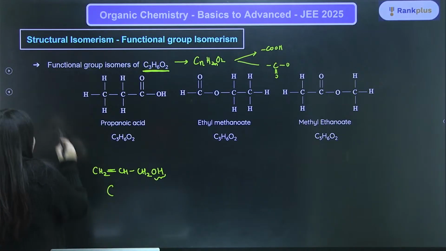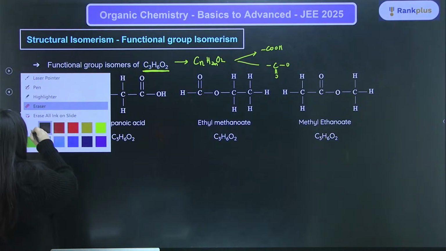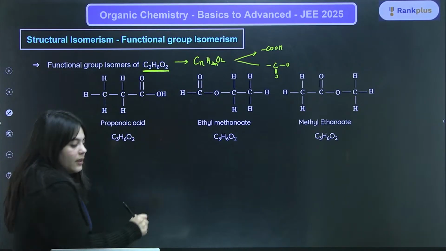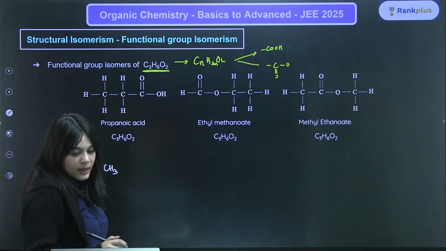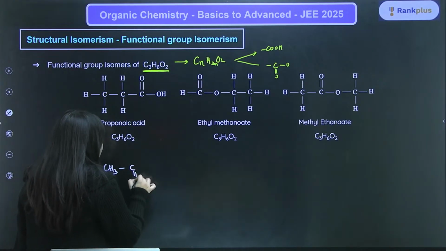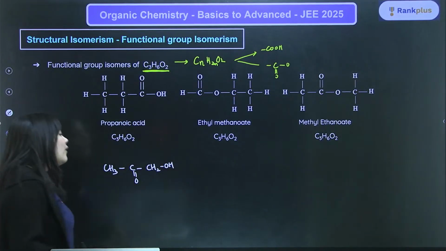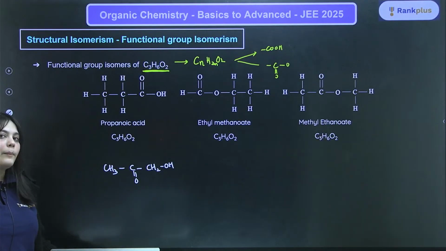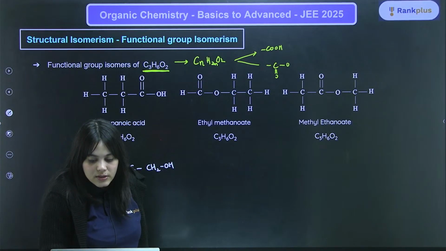And what if I write something like this? CH3, C=O, CH2OH. Now count the number of carbons as well as the number of hydrogens and oxygens over here.